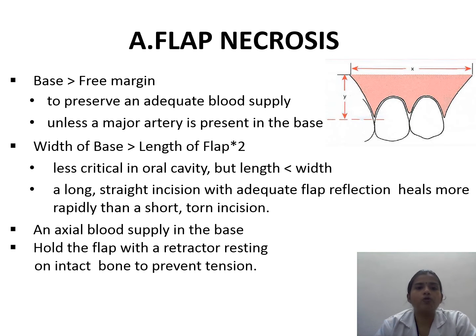The base of the flap should be wider than the free margin to preserve an adequate blood supply, unless a major artery is present in the base. Width of the base should be twice the length of the flap. Less critical in the oral cavity, but length should be less than the width. A long straight incision with adequate flap reflection heals more rapidly than a short torn incision. An axial blood supply in the base. Hold the flap with a retractor resting on intact bone to prevent tension.